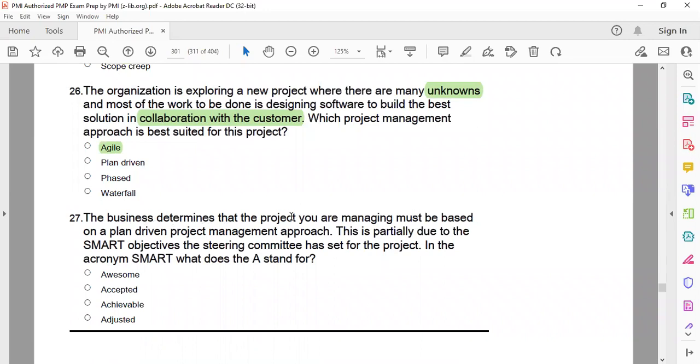Next, the business determines that the project you are managing must be based on a plan-driven project management approach. This is partially due to the SMART objectives the steering committee has set for the project. In the acronym SMART, what does A stand for? It could not be awesome, right? It could not be adjusted. So remaining is Naman, yes. Hari, yes. Motion, yes. Ganesh, yes. Achievable.